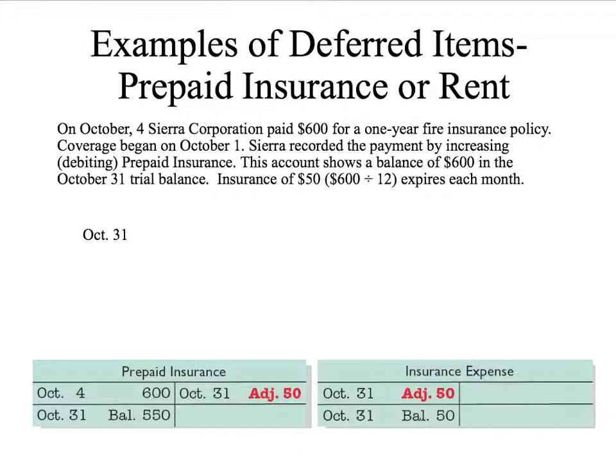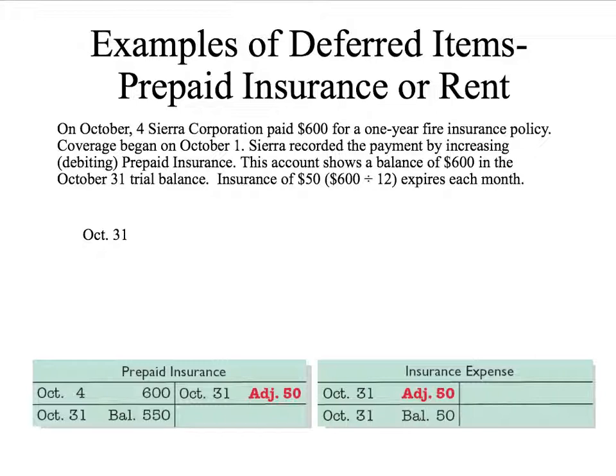On October 4th, Sierra Corporation paid $600 for a 1-year fire insurance policy. Coverage began October 1st. Now this is for a whole year. Sierra recorded the payment by increasing, or debiting, prepaid insurance and crediting cash. But at the end of October 31st, and our accounting period here is for a month, we have used up 1 month of it.